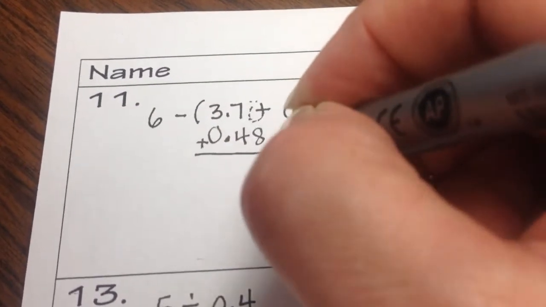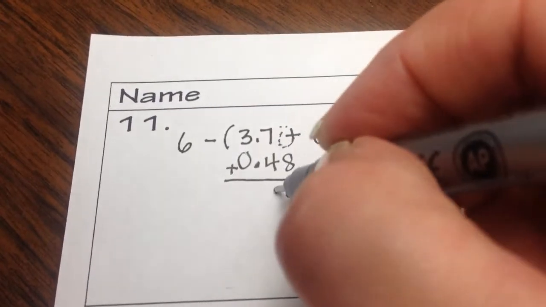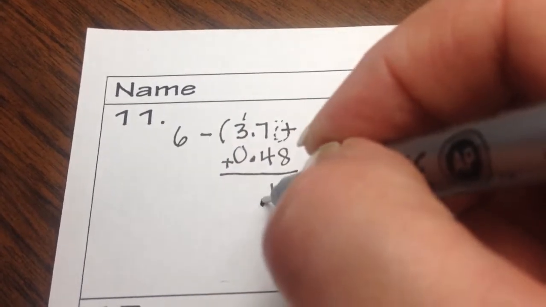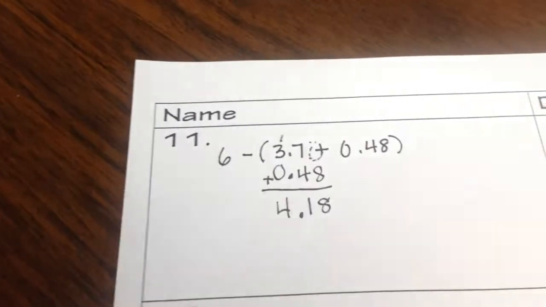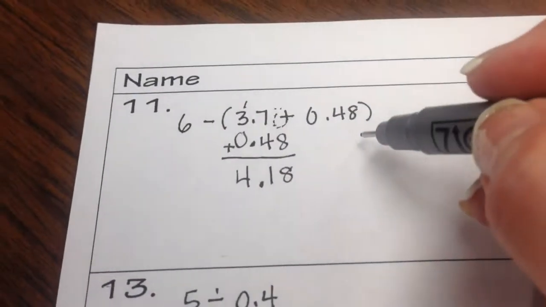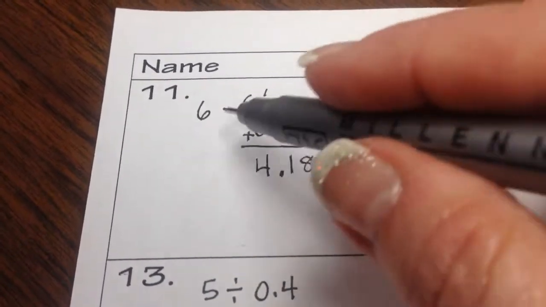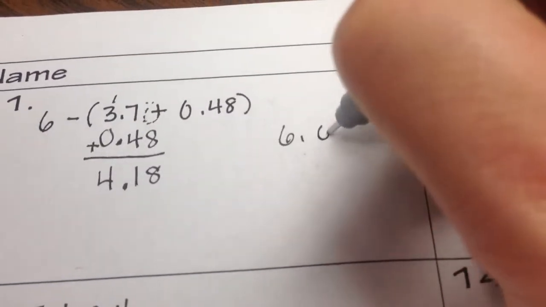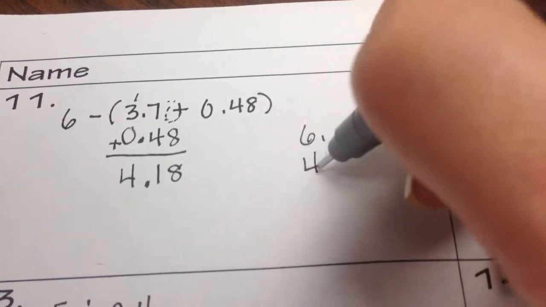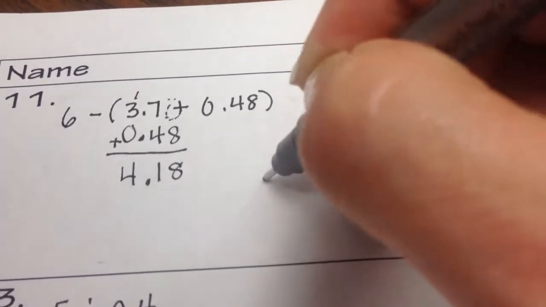So 0 and 8 is 8. 7 and 4 is 11. Carry the 1. Keep my decimal lined up. So I have 4.18, little bug flying, is the sum. Now I have to subtract this from 6. So I'm going to go over here. 6, and I'm just going to put some zeros here since I know that I have this 4.18 over here.